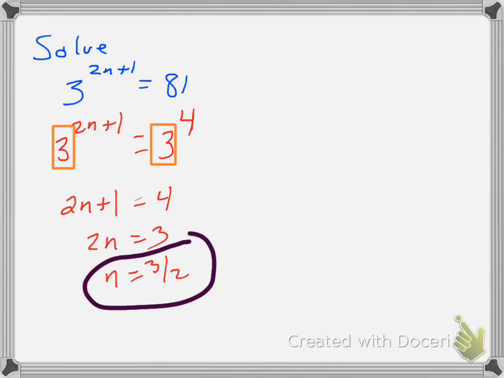Okay? But you have to make that change, and it's different every problem. You have to change one of the bases so it matches up with the other base. Okay, Laura said 81 was 3 to the 4th. Let's try again.